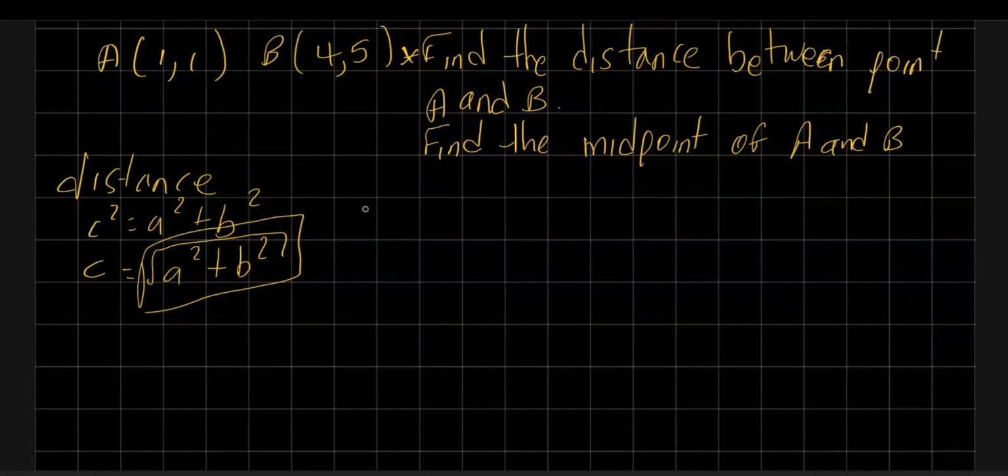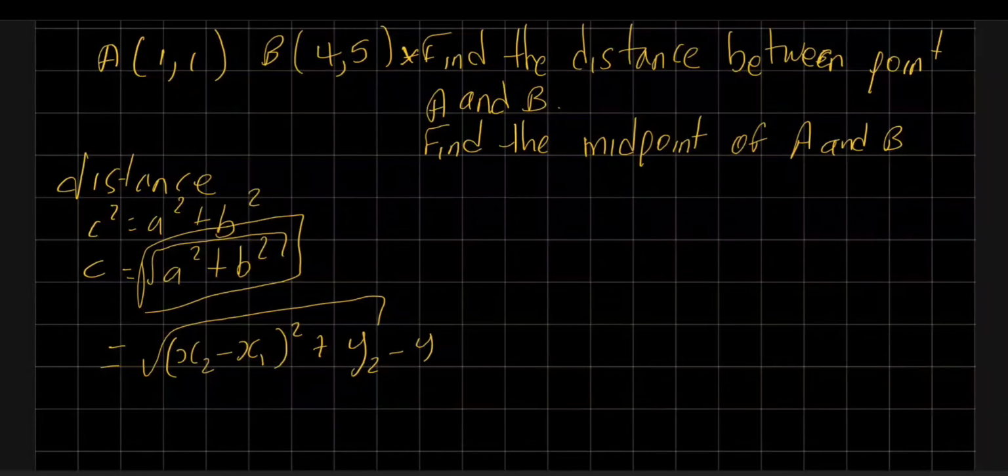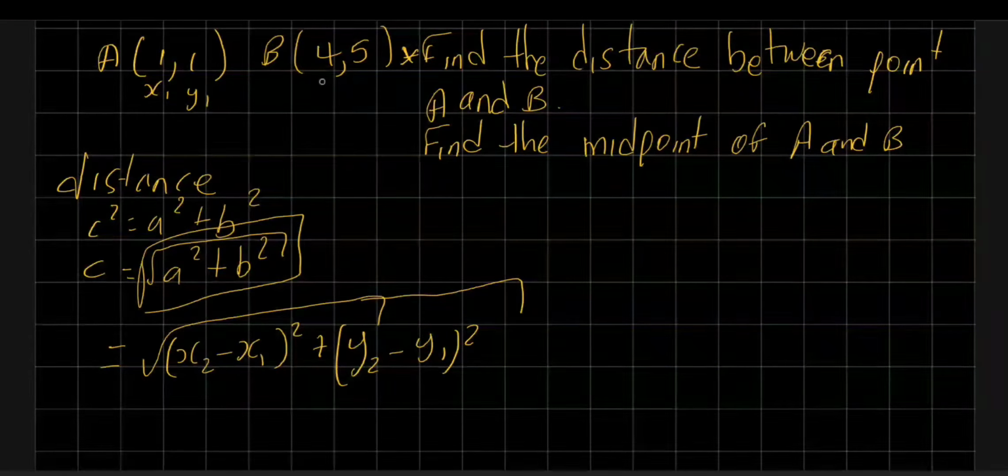But in terms of coordinates, the distance between 2 points would be the square root of (x2 minus x1) all squared plus (y2 minus y1) all squared. Let me extend the square root here. So this is the formula used to find distance, similar to the Pythagoras theorem. So let's label these two points: x1, y1, x2 and y2.